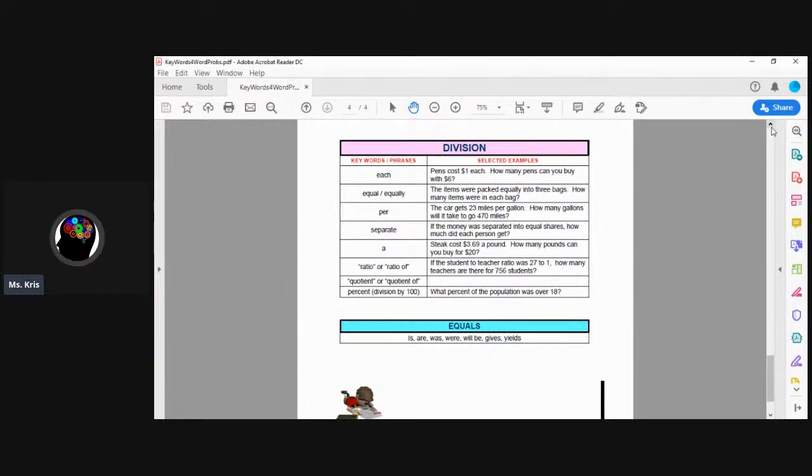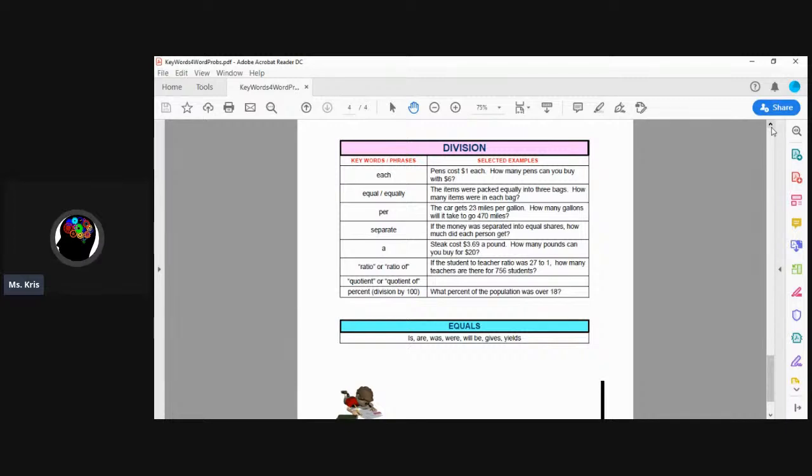Now, on my screen, you can see keywords and phrases for division. These words are very important because you want to know exactly when you need to divide. So, first word is each. Pens cost $1 each. How many pens can you buy with $6?